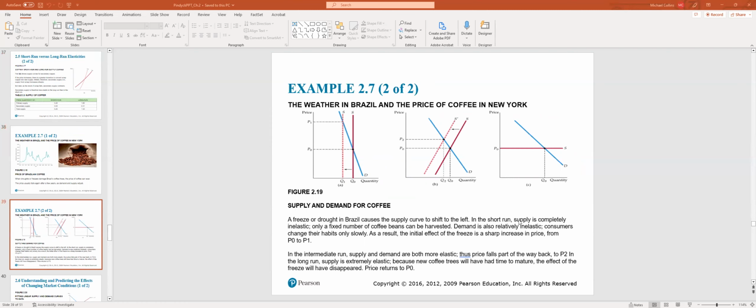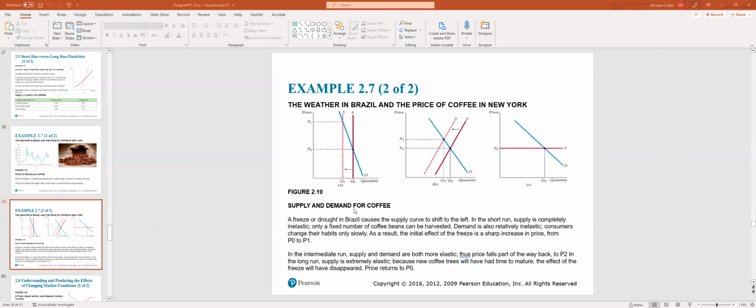In the short run, just like wheat, you can't produce more. Supply is completely inelastic. Only a fixed number of coffee beans can be harvested. Therefore, demand is also relatively inelastic. Consumers need their coffee and will only change their habits slowly. So, how expensive does coffee have to be for your dad to switch from coffee to Red Bull? You know, that number might be pretty high.